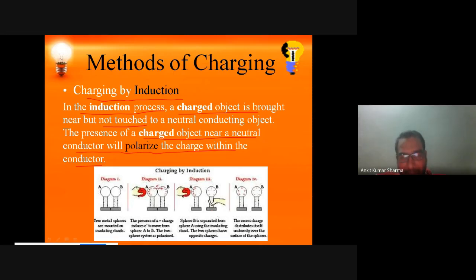The two spheres have opposite charges when they are separated from each other. You can see the two bodies have opposite charge on them: one has the positive charge and the other has the negative charge. The excess charge distributes itself uniformly over the surface of the spheres. So in charging by induction, you can see here one is a charged body and one is an uncharged body, but they do not touch during this process.